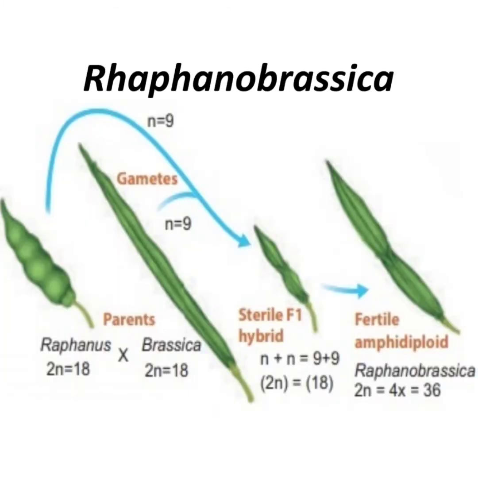Here you can see the Raphanobrassica. Raphanus 2n = 18 and Brassica 2n = 18. The gametes formed are n = 9 and n = 9. The sterile F1 hybrid formed is 2n = 18, and the fertile amphidiploid Raphanobrassica is 4n = 36.